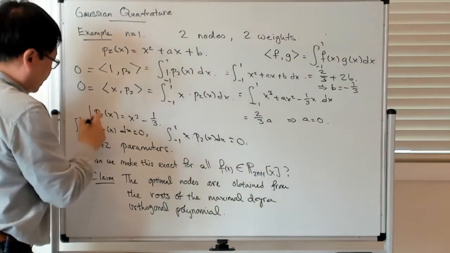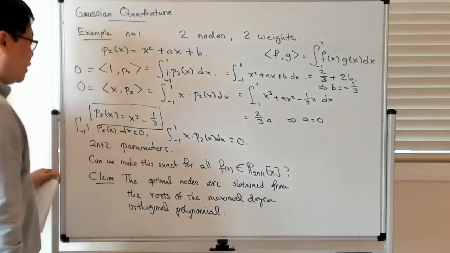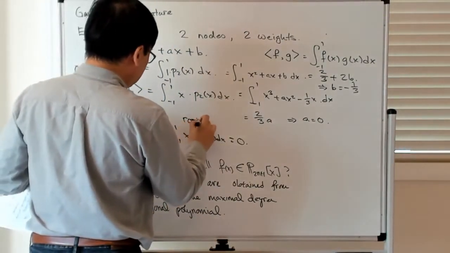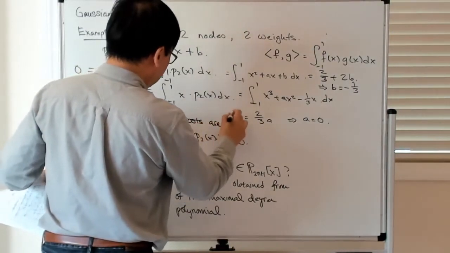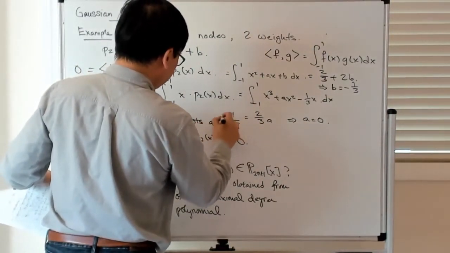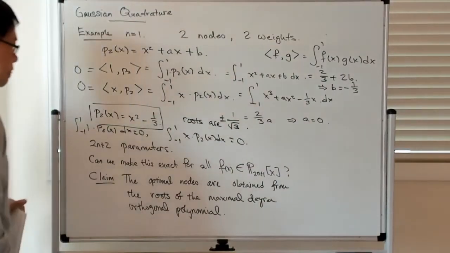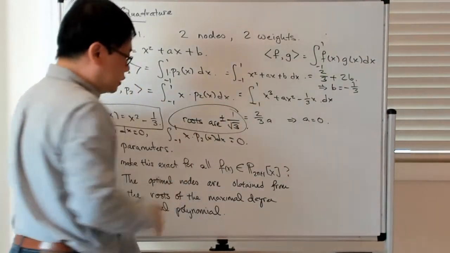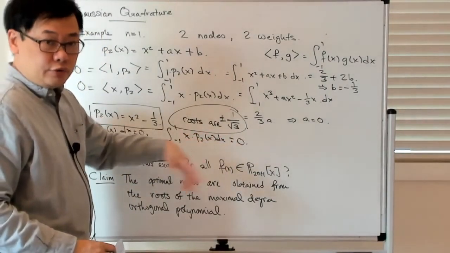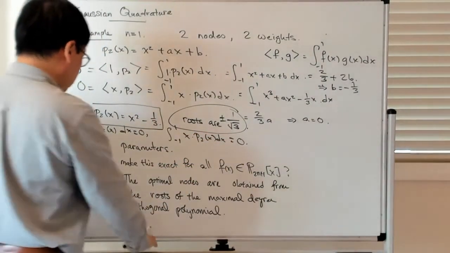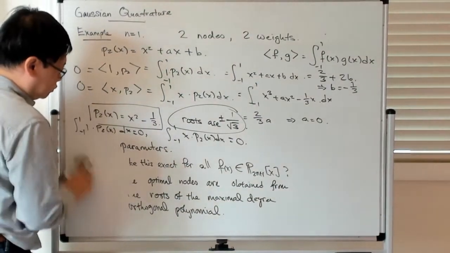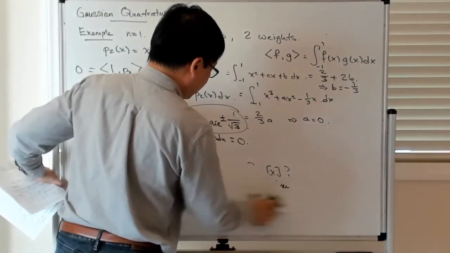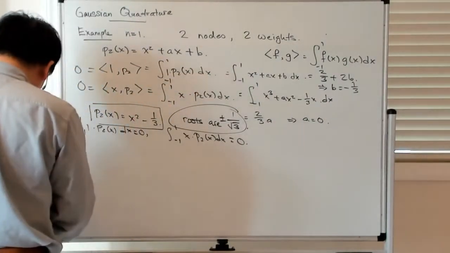Okay, so you get this p2, which is x squared minus 1/3, and the roots of this are plus and minus 1 over root 3. So the claim is that that's what you want to use as the nodes of your Gaussian quadrature rule. And once you have those roots, you can compute the coefficients.